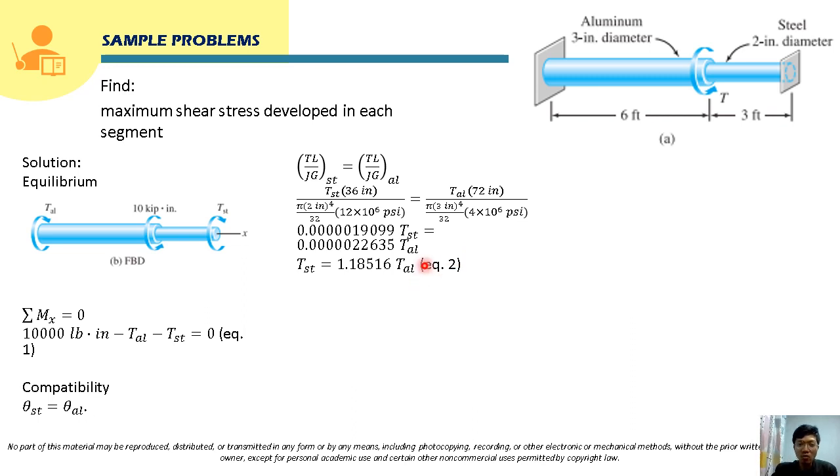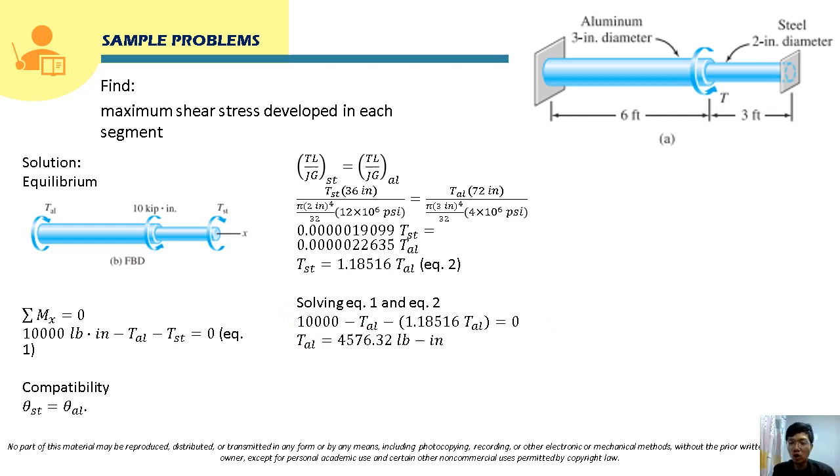Okay, so solving equation 1 and equation 2 simultaneously, we can substitute this TST to equation 1, so that TAL will be the only unknown. So we can now solve for that. We substituted TST here, so this will become this equation. And solving for TAL, class, or the torque in the aluminum segment, this will be equal to 4,576.32 pound-inch.